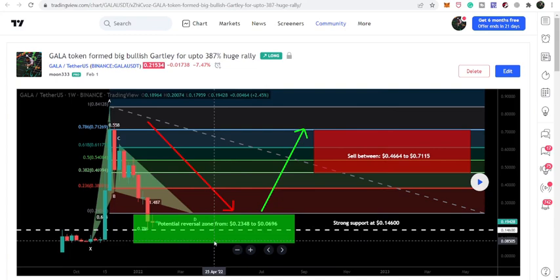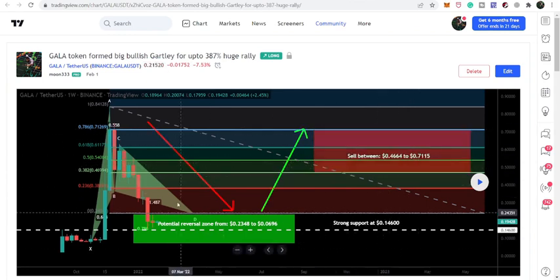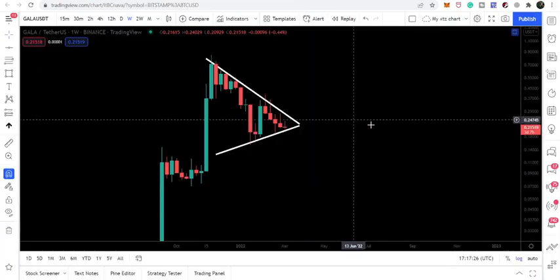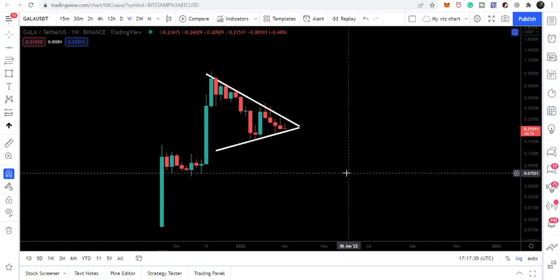Now if we take a look at the target for this bullish Gartley pattern, that is from 46 cents and goes to 71 cents as per the Fibonacci sequence of the bullish Gartley. And if we watch on the live weekly time frame chart here, this is the pattern that I want to show you, is a very big symmetrical triangle.